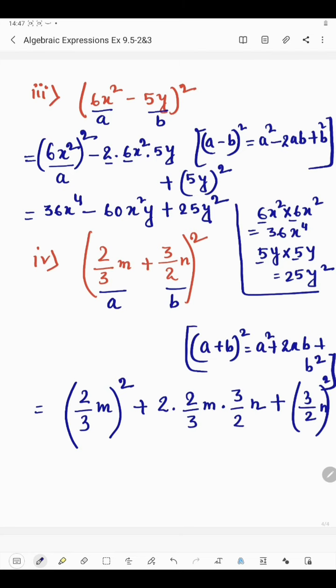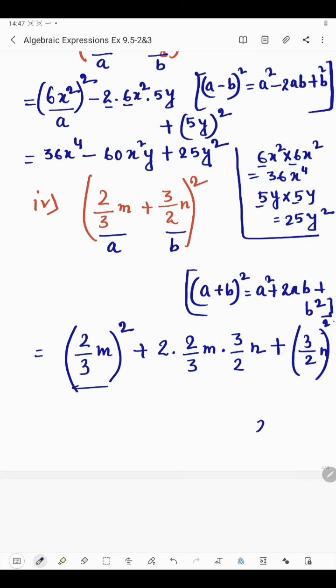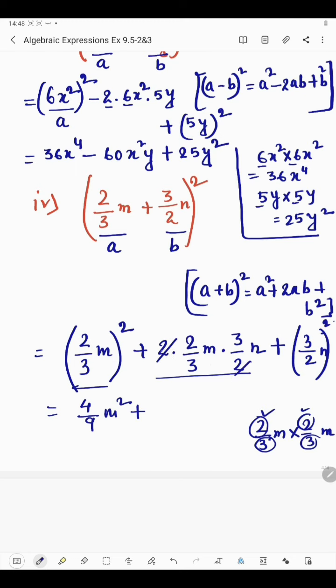Now (2 by 3m) whole square means 2 by 3m multiplied by 2 by 3m. So if you multiply the coefficient, 2 2s are 4 and 3 into 3 is 9, so it's 4 by 9 and m into m is m square, plus. Now we will multiply this all. Now 2 multiplied by 2 by 3 into 3 by 2. If you multiply the coefficient, then 2s cancel and 3s cancel. So in the numerator we have 2 and m into n is 2mn, plus.